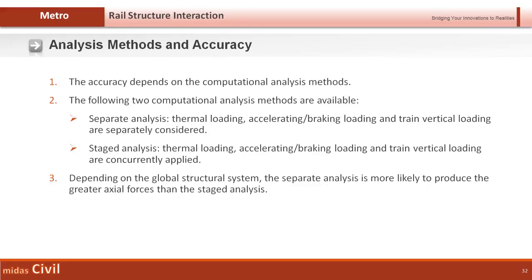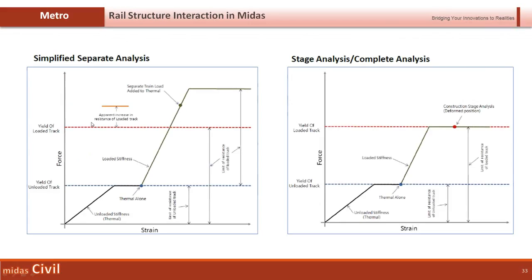So the accuracy of the rail structure interaction will depend on the type of analysis that we choose. If we choose separate analysis, we apply thermal loading, acceleration or braking loading, and train vertical loading separately. And if we do stage analysis, it will be concurrently applied. So what does concurrently applied mean? In the next slide, the graph will explain it more clearly.